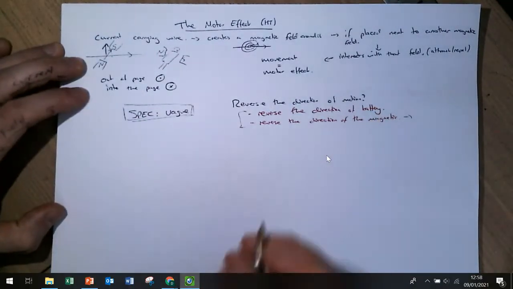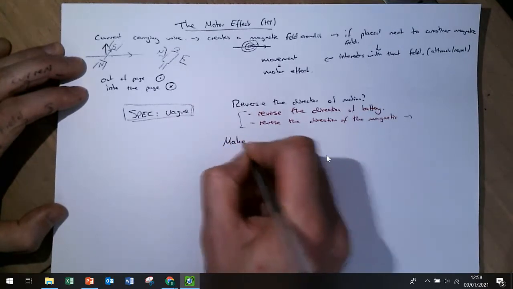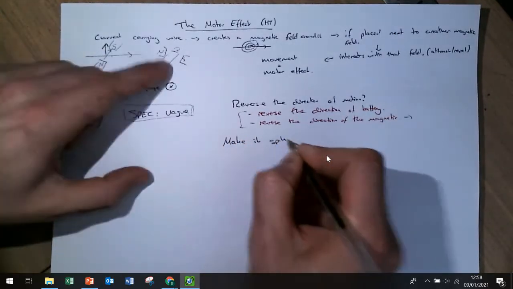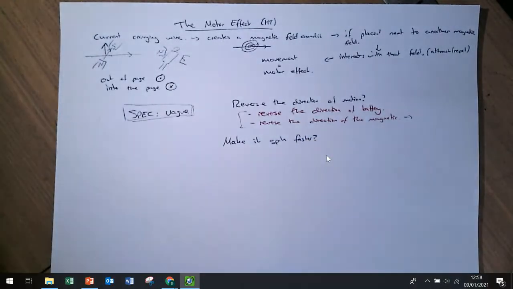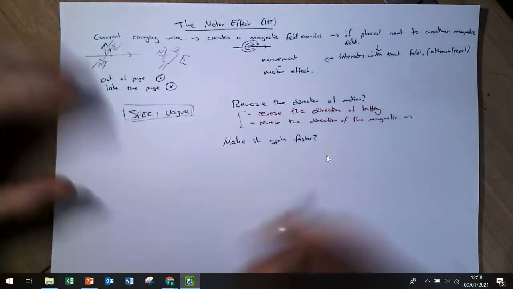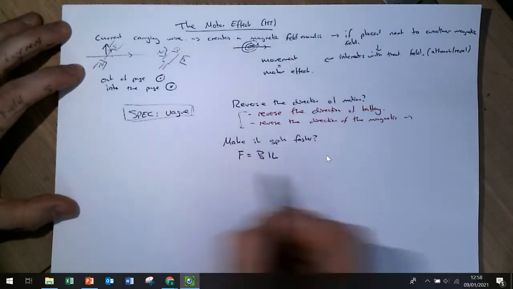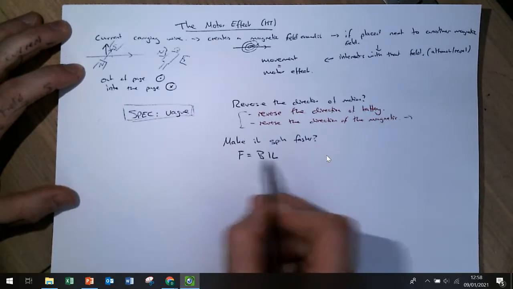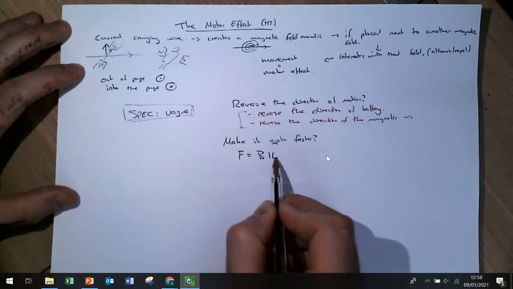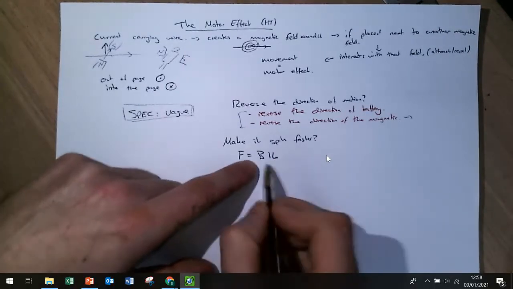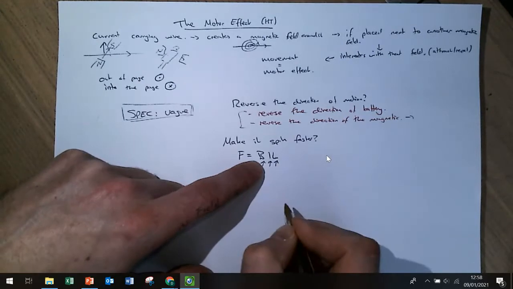The other important sort of wordy question is how do you make it spin faster? So we're talking about something like this. What we need to do is increase the force on the wire. So we need to think back to the equation that governs this whole situation, the force on a current carrying conductor: the magnetic field, or magnetic flux density, times current times length. So what we need to do is increase any one of these three things.